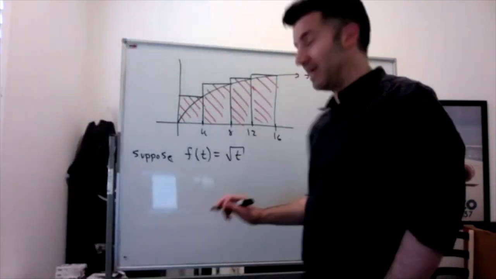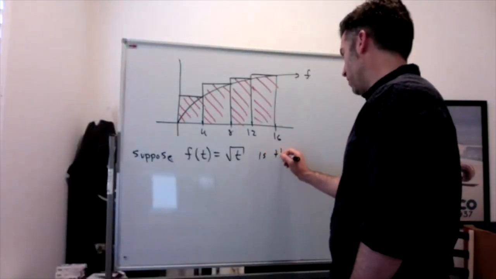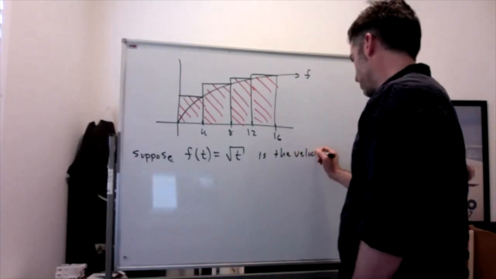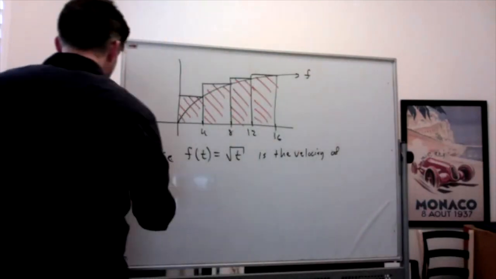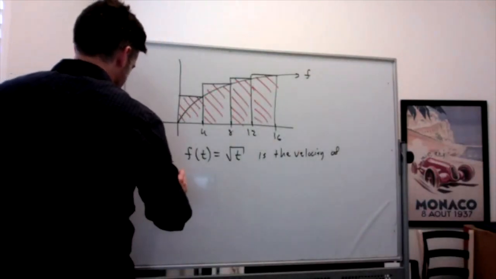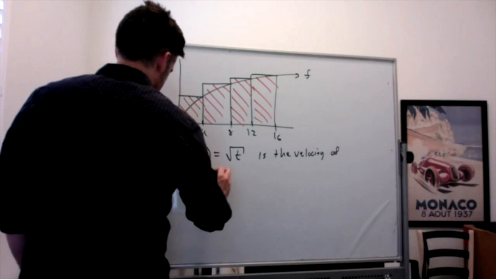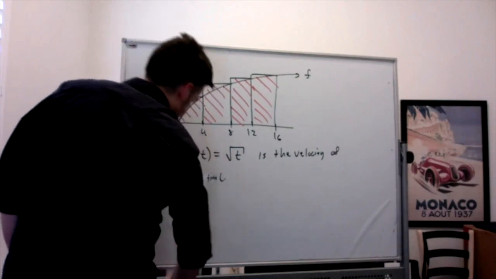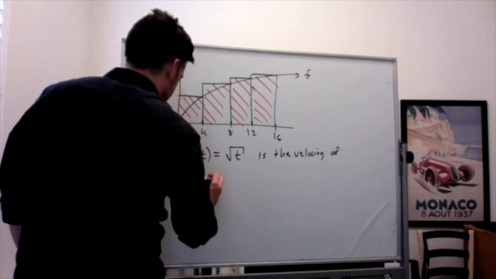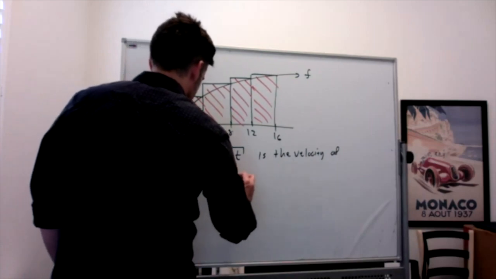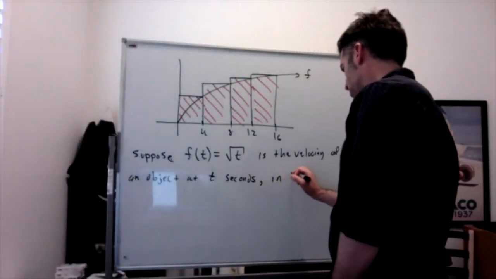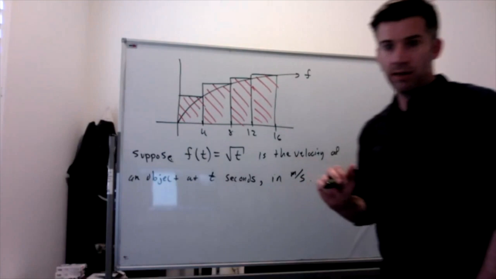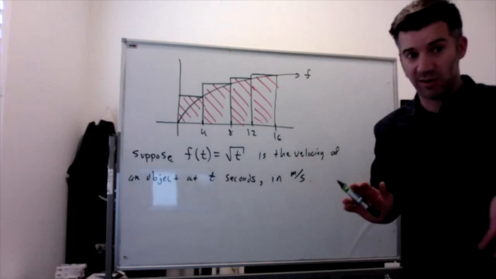Suppose that that function is the velocity of some object at time t, at t seconds, in meters per second. All right. So then what does the area under the curve mean?